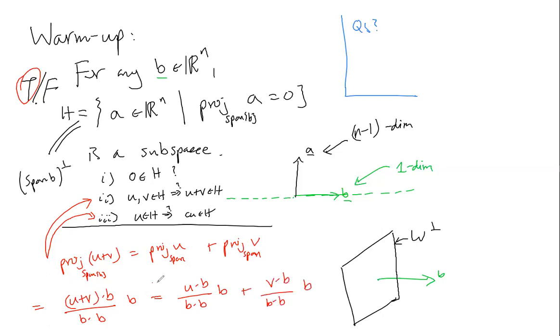All right, and so now is this true? It is, because the dot product is linear. U plus V dot B equals U dot B plus V dot B. And it's the same reason that 3 is true. It's closed under scalar multiplication because the dot product is linear under scalar multiplication as well. Okay, great.